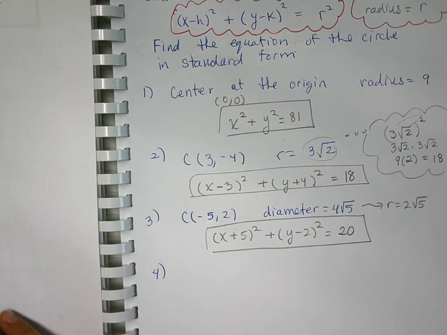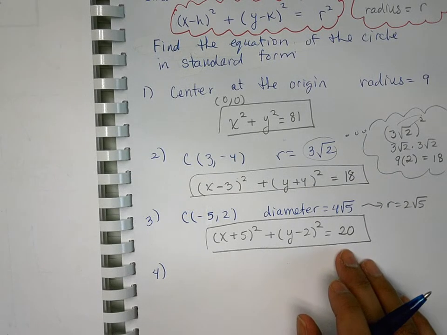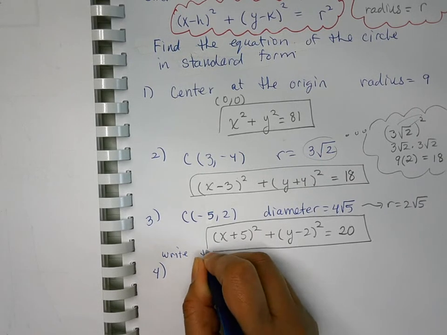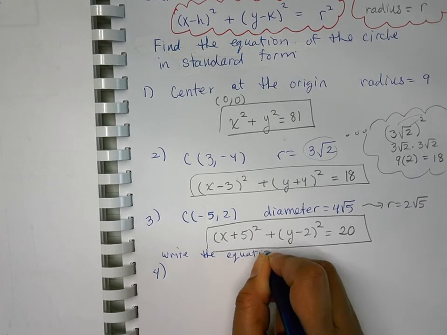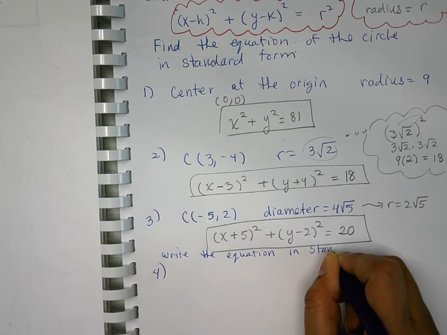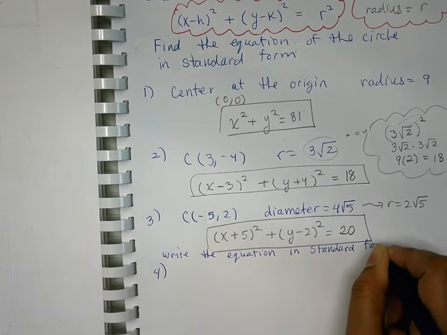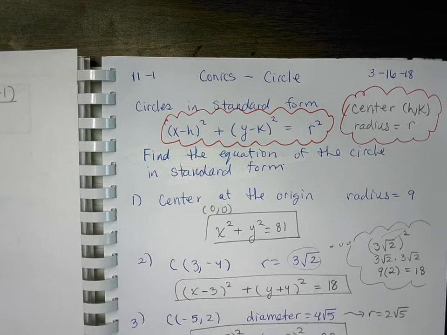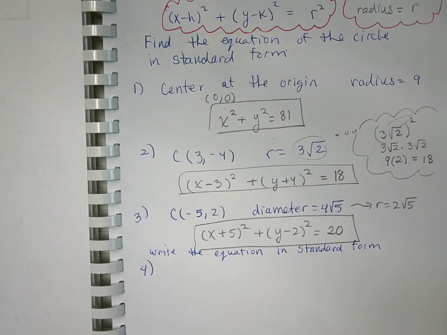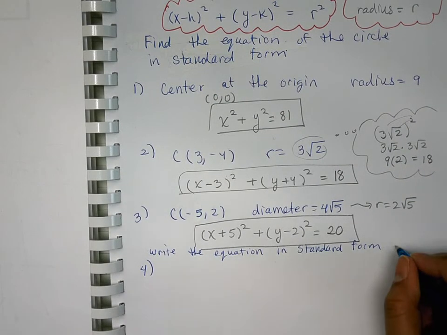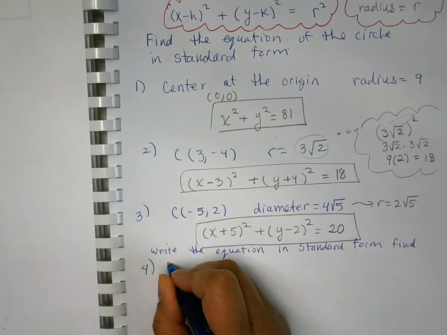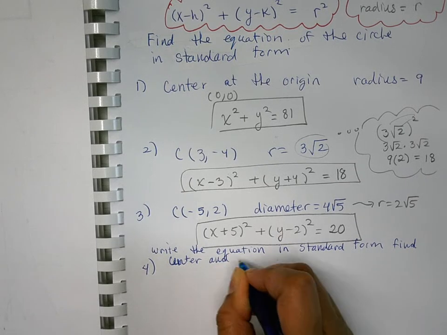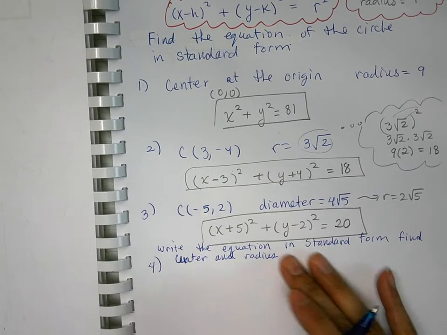Number 4. Write the equation in standard form and find the center and radius. Let me write that up here. Write the equation in standard form. This is standard form right here, and we have the tools to do that. And what did I say to find? Find center and radius.